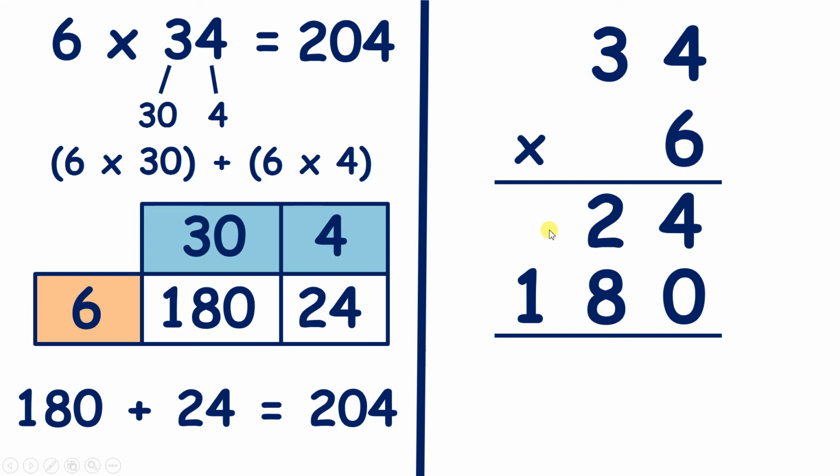And we've lined up our place values, so now we can add using column addition to find our answer. 4 plus 0 is 4. 2 plus 8 is 10, so we can write a 1 under our hundreds column and a 0 in our tens column. Now we have 100 plus the 100 that we made by adding our tens, so we have 200. So our answer is 204.